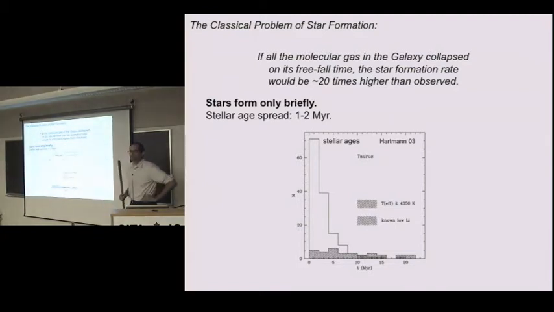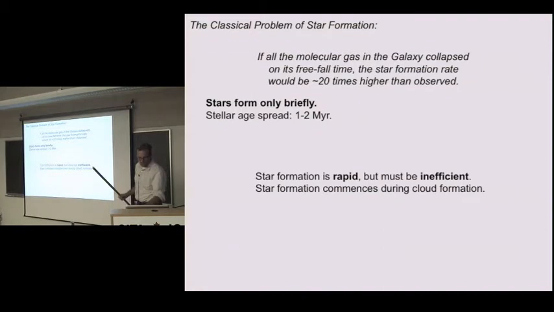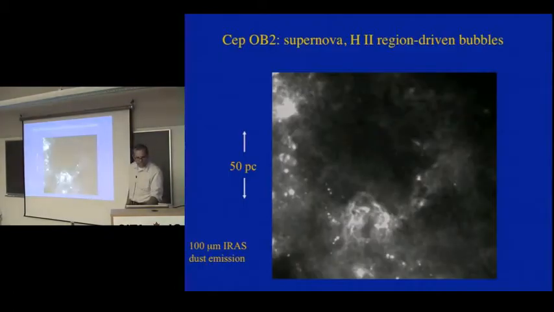That means that unless there's some conspiracy of the molecular clouds to form stars at the moment we observe them, star formation must set on immediately once the molecular cloud is formed. It's a very short period, all major clouds form stars. So it also means it's rapid and it must be inefficient. I argue that we still have the star formation efficiency problem.